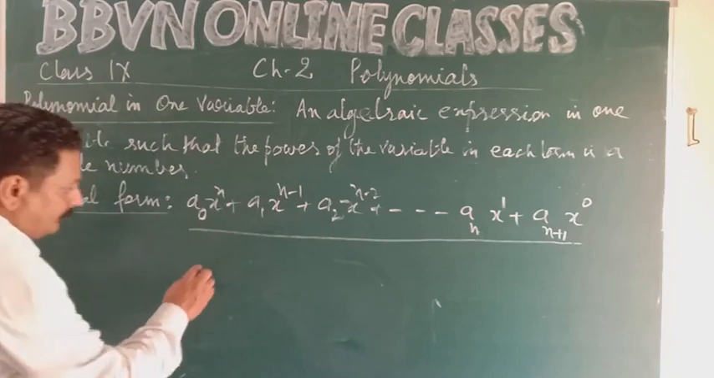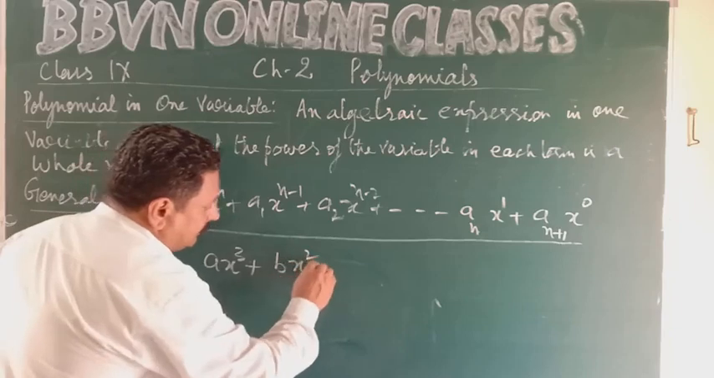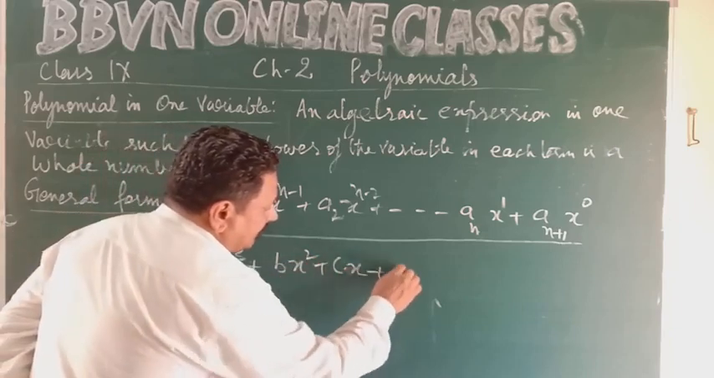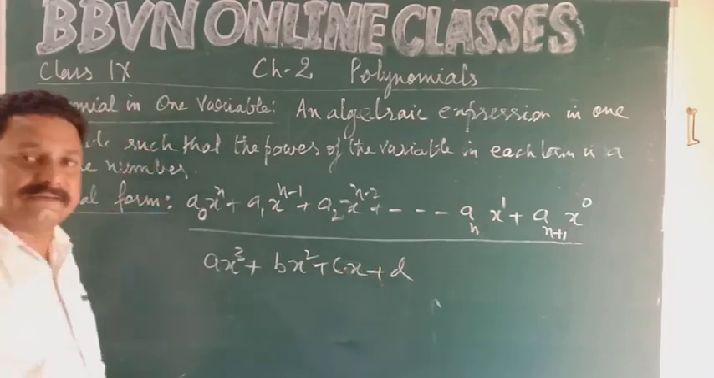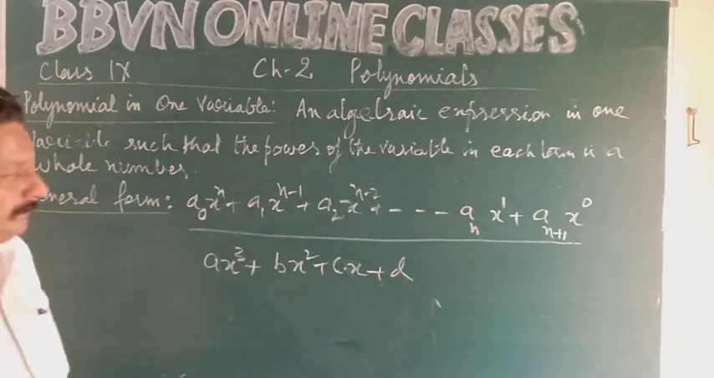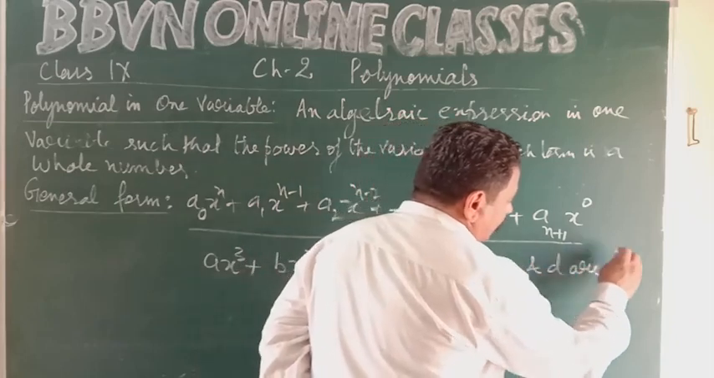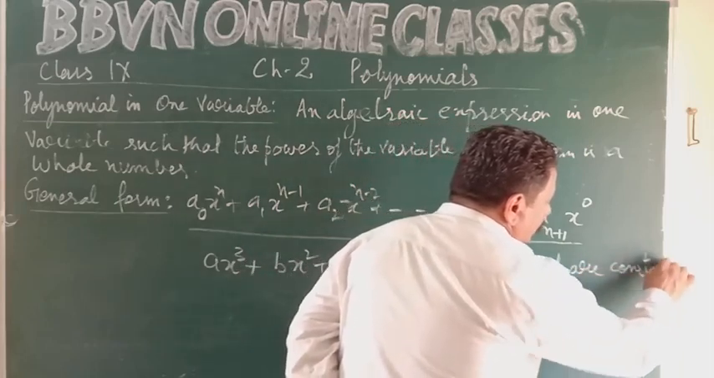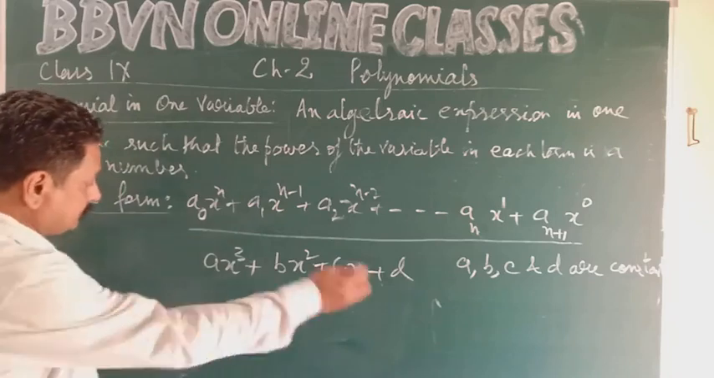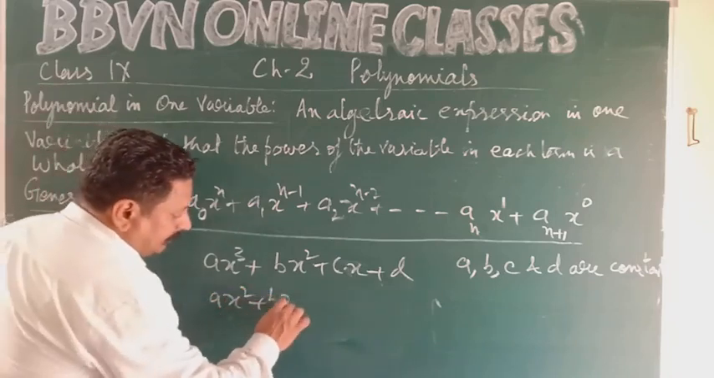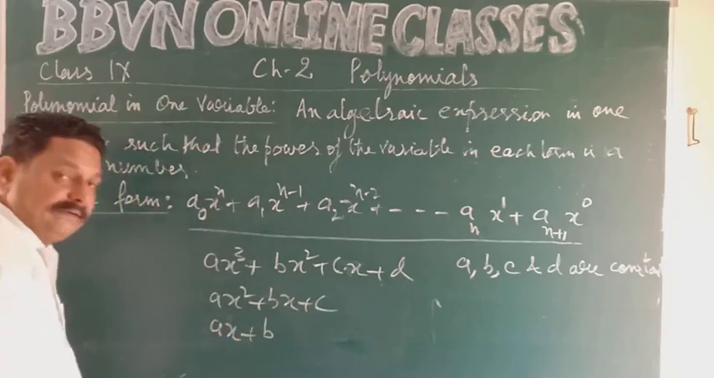For example, ax cube plus bx square plus cx plus d. This is a polynomial where a, b, c, d are the coefficients, constant quantities. Okay, understood? They are any real number. Ax square plus bx plus c, this is another polynomial. Ax plus b, this is also a polynomial.